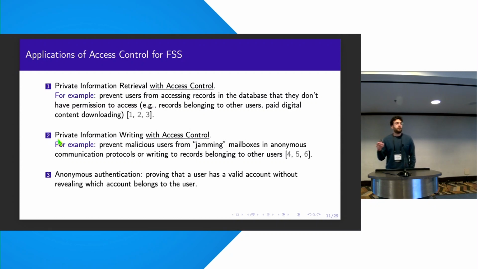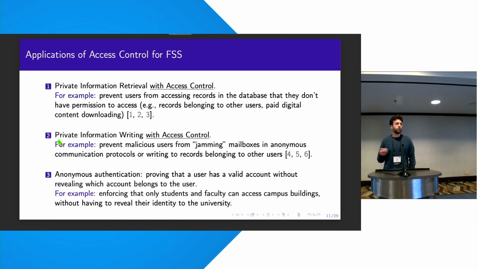A third application is anonymous authentication, so proving that a user has a valid account without revealing what account belongs to the user. An example of this might be a student at a university, and a university might only want to allow students and faculty to access a building, but students do not want to reveal their identity to the university.